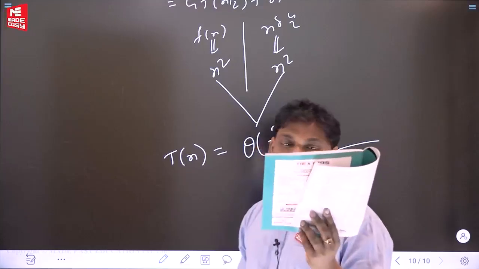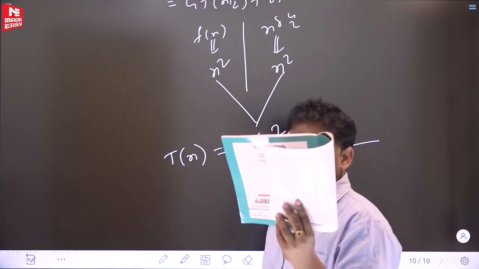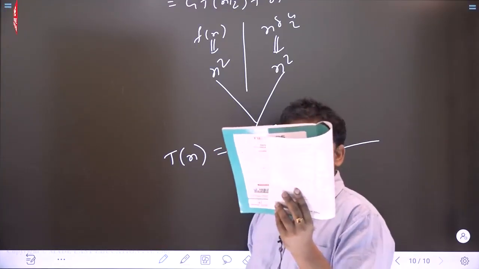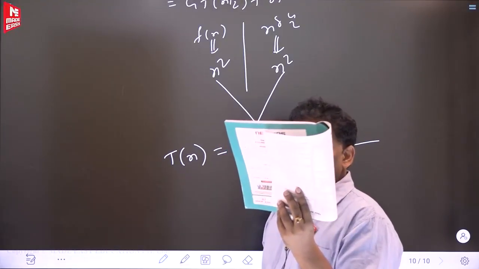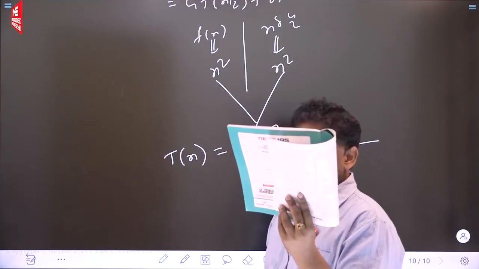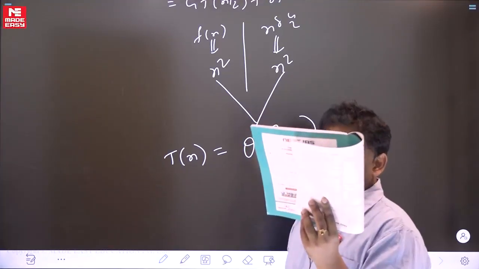S1 statement. Try to remember T(n) is n square log n. Let's check one by one. What is option A? What is S1? Let me check here. See this one. Theta of n means T(n). T(n) is theta of n square log n. True.